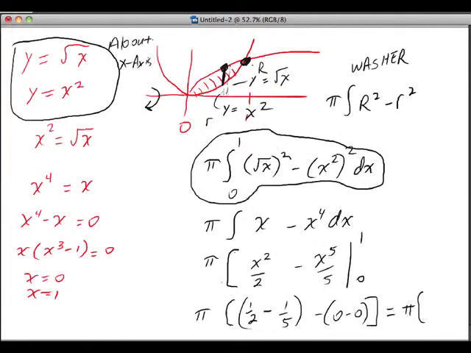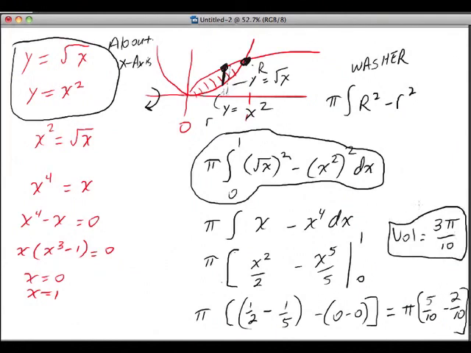So I have times 5 over 5, which is 5/10, minus 1/5. 2 over 2 would make that into 2/10. So that makes my volume equal 3 pi over 10. This is an example of the washer method. I hope this helps.